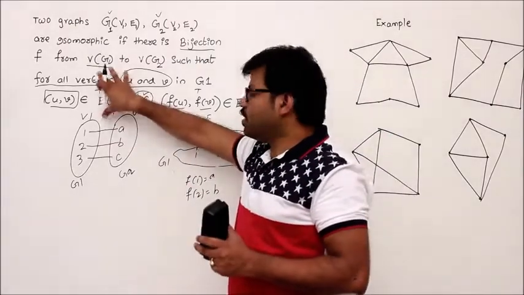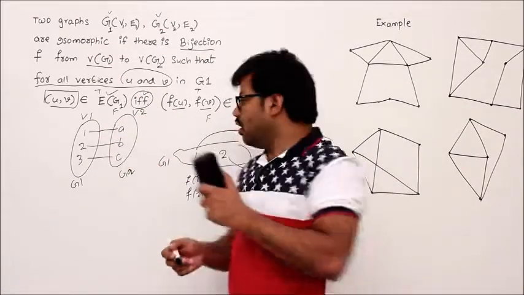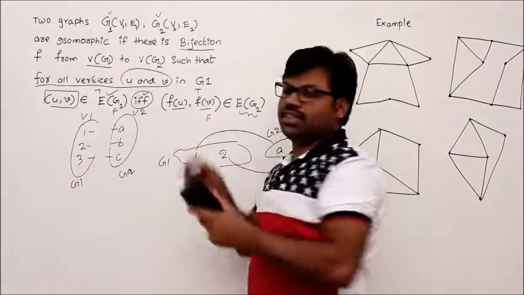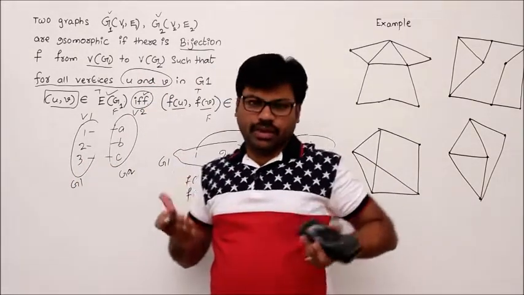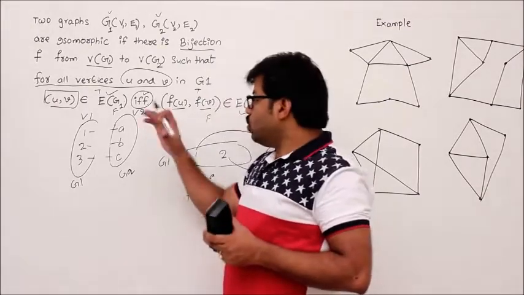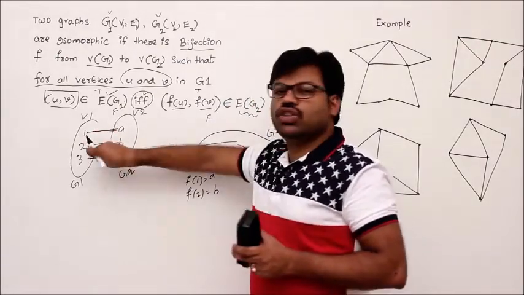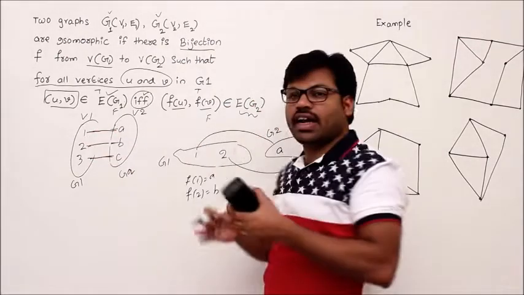So this definition won't say how to calculate the images, but finally you should show such a function. Okay, so you should map it. It's your responsibility. Isomorphism says that you should show such a function in such a way that adjacency is preserved. Whatever I explained here is called adjacency.